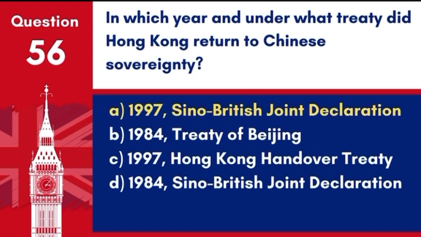Answer: A. 1997, Sino-British Joint Declaration. Hong Kong returned to Chinese sovereignty in 1997 under the terms of the Sino-British Joint Declaration, an agreement signed in 1984 that outlined the terms of the handover.